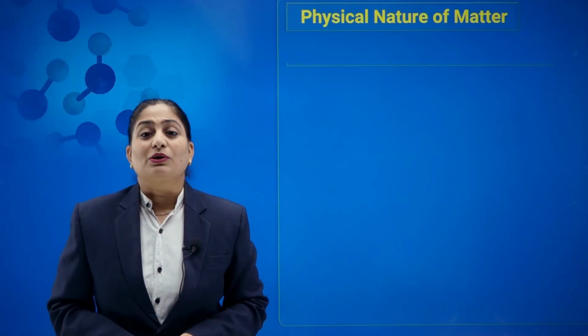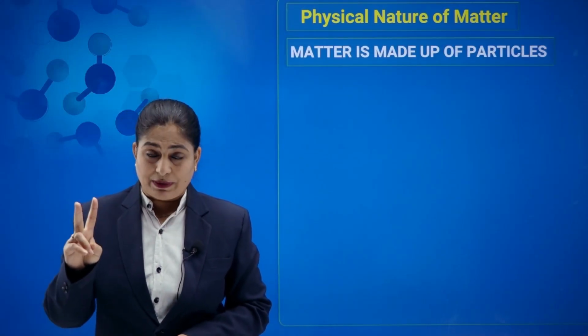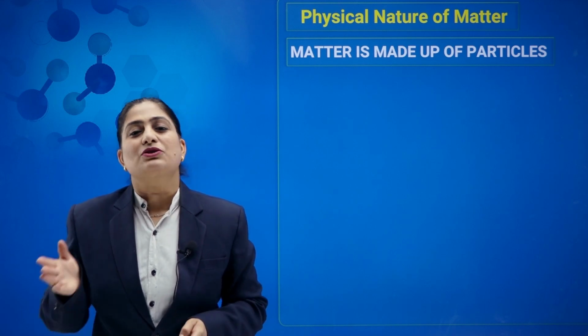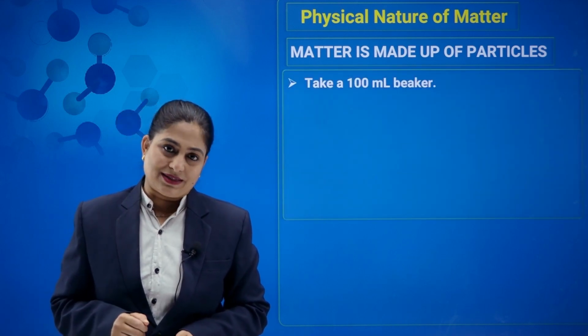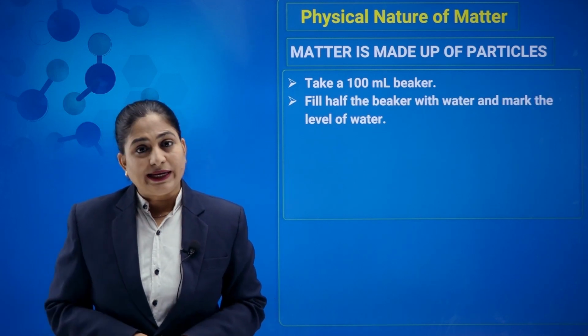So first we'll talk about the physical nature of matter, and as I said, matter has mass and occupies space, and matter consists of very tiny particles. So let us perform this activity to show that matter consists of very tiny particles.